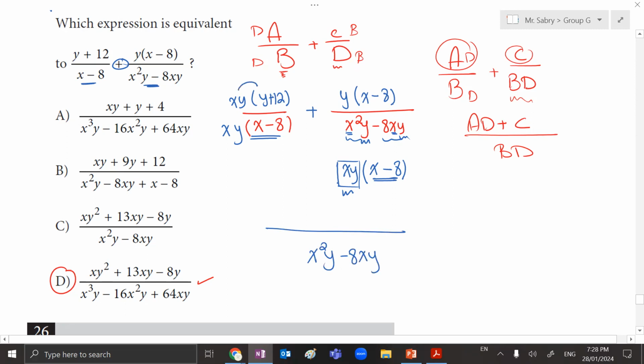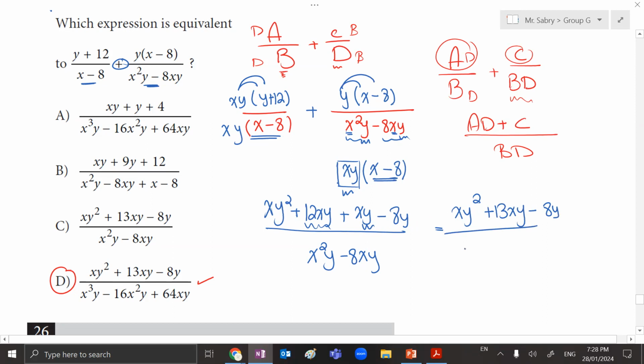And I start adjusting the top by distribution. So I'll have here xy to the power of 2 plus 12 times xy, that is 12xy, plus y times x, which is xy, y times negative 8, that's negative 8y. If you look at the details more, I'll notice that these two have the same like terms. So I can add them: 12 plus 1 gives 13xy minus 8y over x squared y minus 8xy. Does this make sense? So I made a mistake once again, it is actually C.